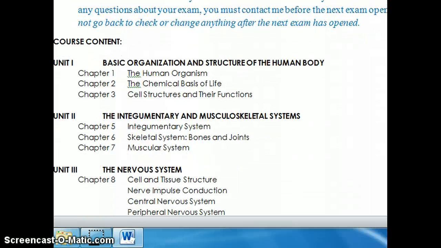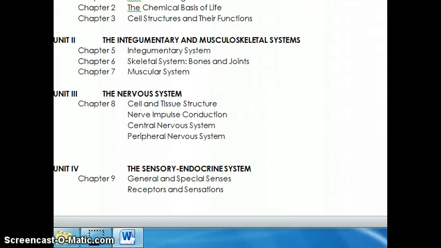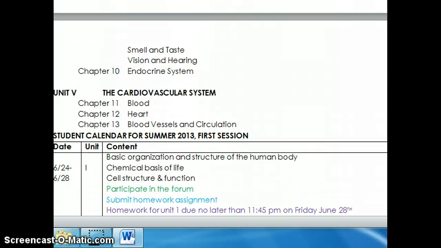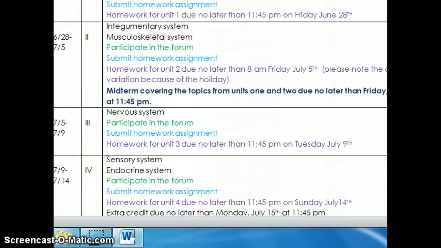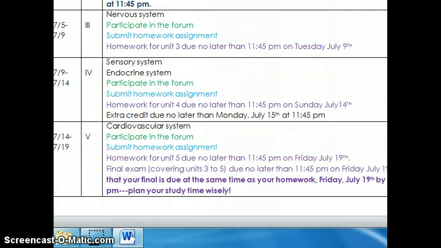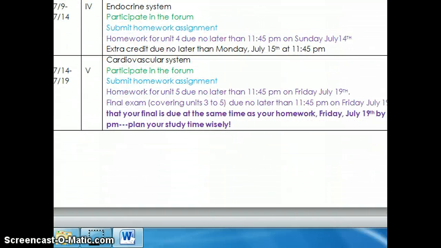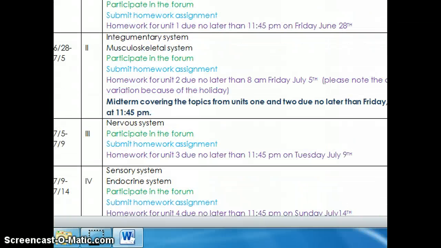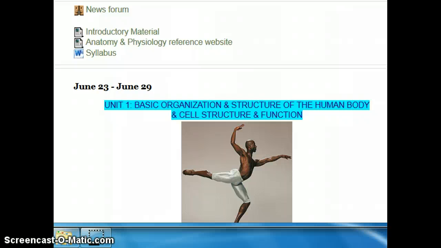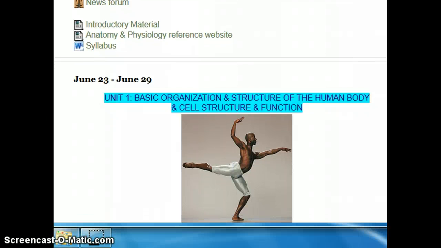Here's the course content unit by unit and the chapters. Here is the student calendar. It tells you what to do. I've tried to lay this out very carefully. Sometimes I make mistakes. I admit I don't want to, but I do. So if something looks puzzling to you in terms of due dates or assignments, contact me via Moodle messaging.